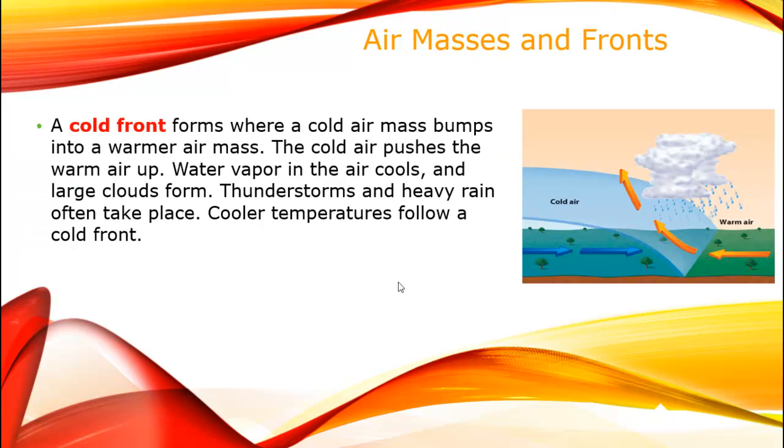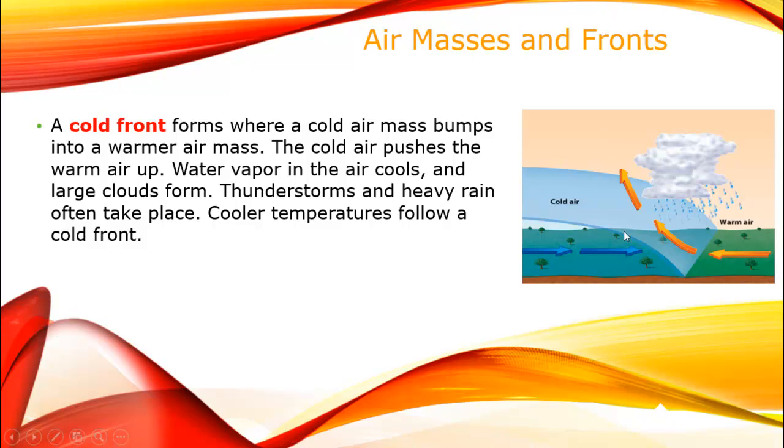We have two types of fronts. Cold front and warm front. First, let's talk about the cold front. A cold front happens when a cold air mass bumps into a warm air mass. This causes the cold air to push the warm air up, and the water vapor in the air cools and large clouds form. So, thunderstorms and heavy rain often take place. And then cooler temperatures follow a cold front.